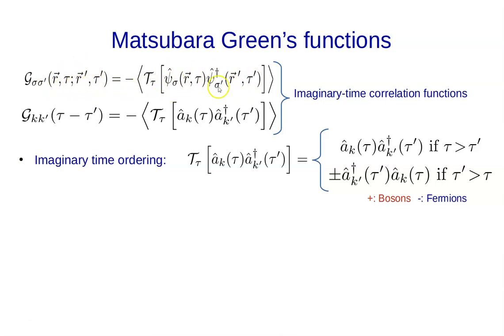Where these are the field operators, either fermionic or bosonic, that create a particle with, say, a label, could be spin, sigma prime at imaginary time tau prime, position r prime, and destroy a particle with index sigma, could be spin, for instance, at position r, imaginary time tau. And here is the imaginary time ordering, which works pretty much like the regular real-time order, right? So I get this order if tau is larger than tau prime, and I get the inverse order times this sign change, whether they're bosons or fermions, if tau prime is larger than tau.